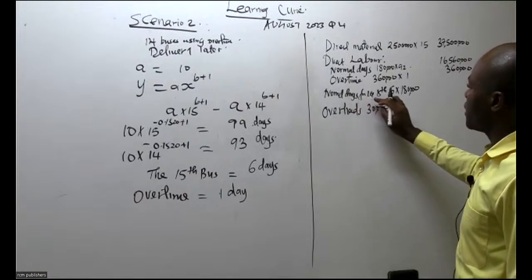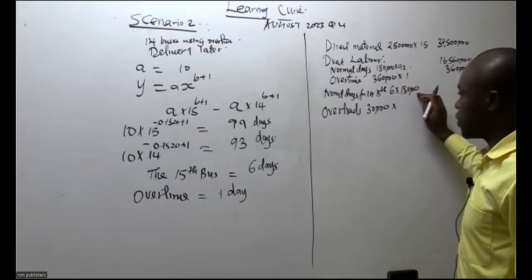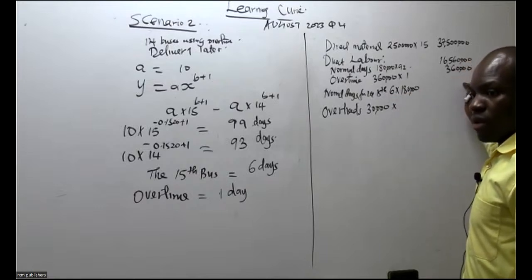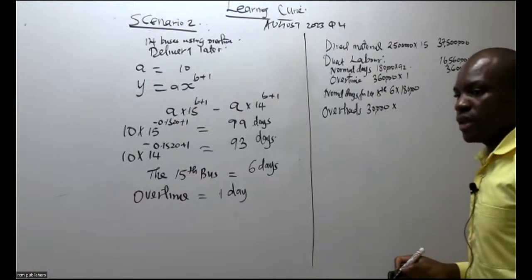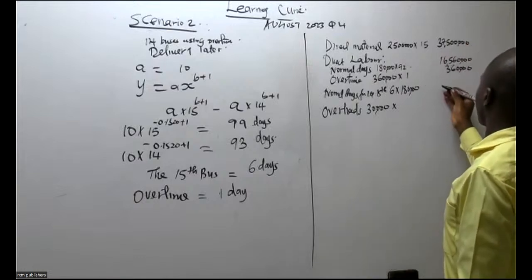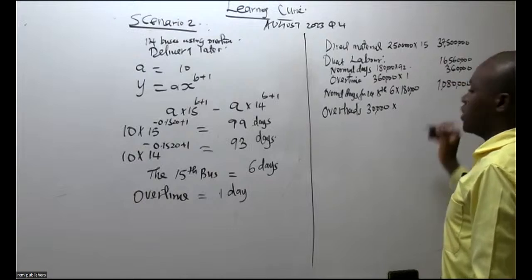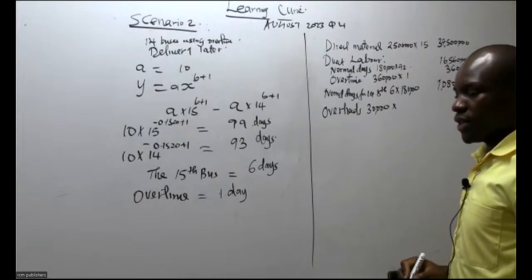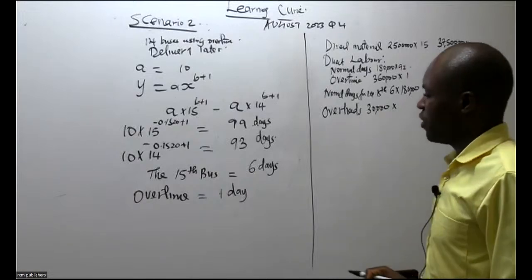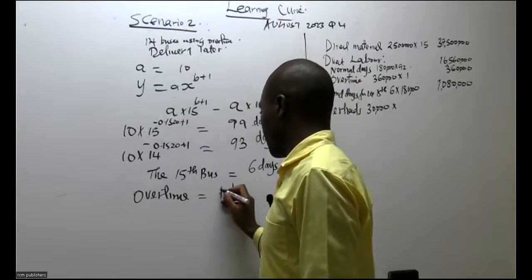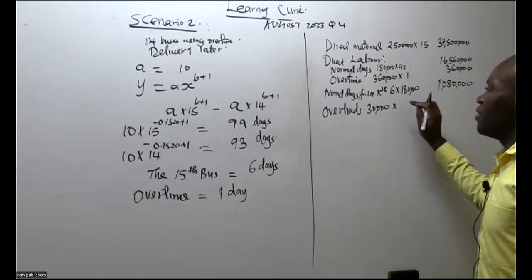Good. Then normal days for the 15th bus will be 6 days times 180,000. How much do we get here? 6 by 180. Is it 1,080,000? 1,080,000. Good. Now, overtime. This is where I want to see whether people are following what we are doing or they are copying notes. Overtime rate is 30,000 by the number of days.